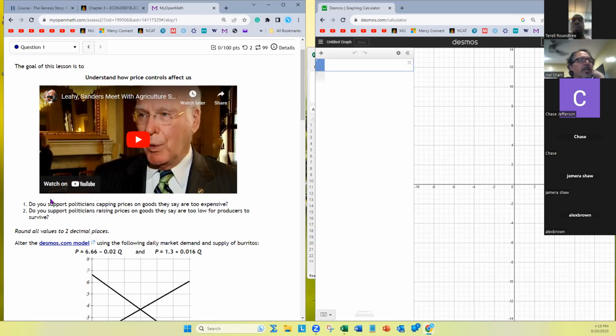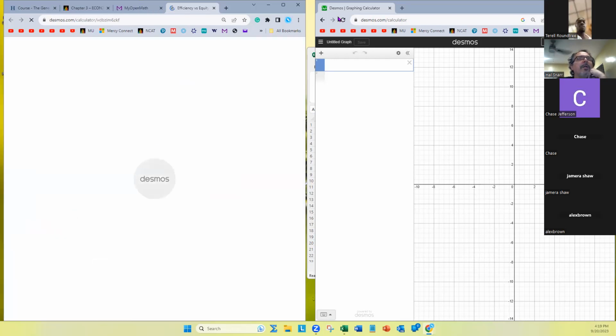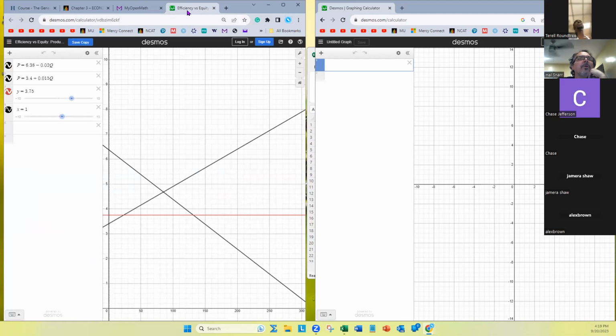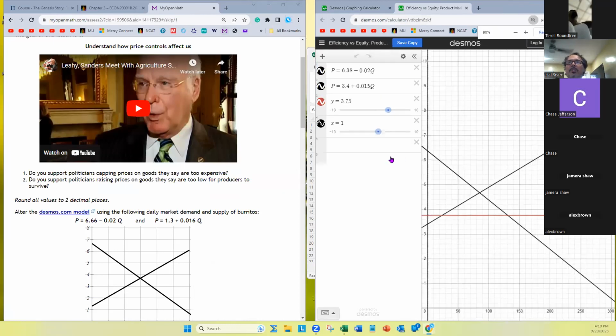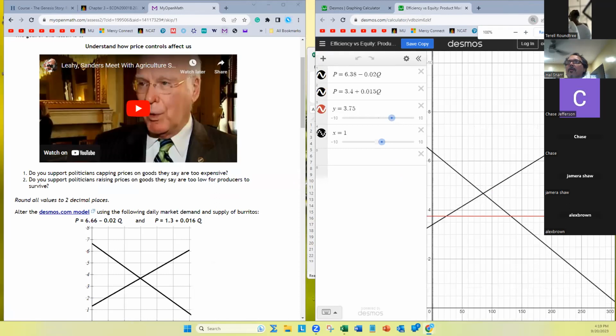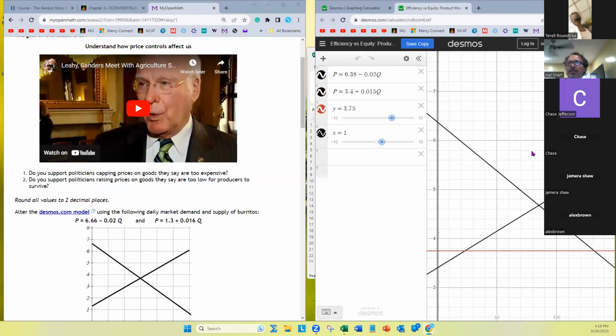So what we're going to do is, if you notice, there's already a Desmos.com model here. If you click on that, it'll open in a new website or a new browser tab. I'm going to pull it over here. And then you can see that I have some equations in there, right?